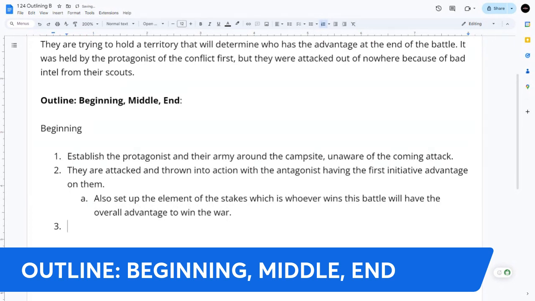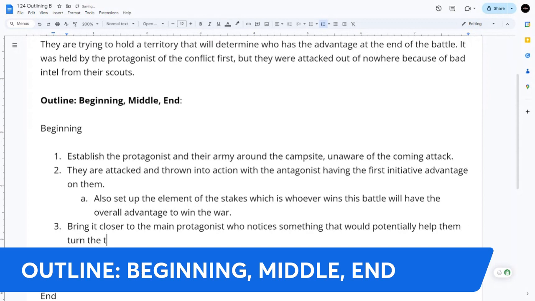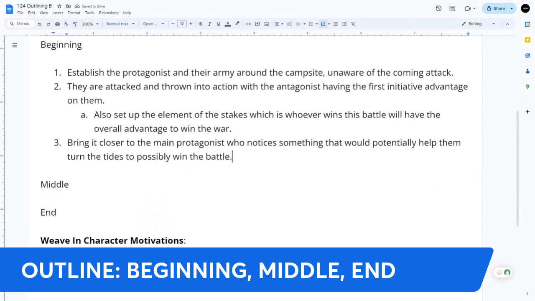Okay. And then the third thing is they are attacked. I might want to go a little closer, so bring it closer to the main protagonist, who notices something that would potentially help them turn the tides to possibly win the battle. Okay? I don't know what this is right now because I'm just brainstorming. Oh, sorry about that. I'm just brainstorming.